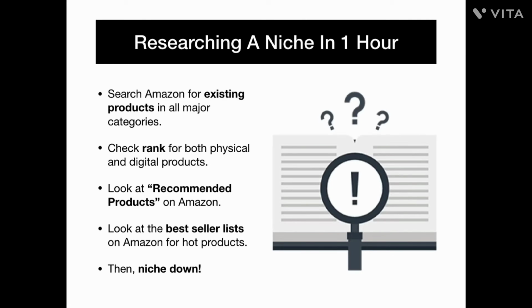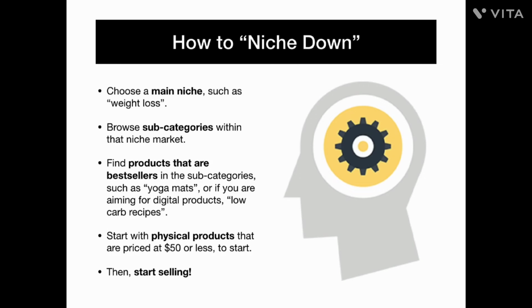Then it's time to niche down. Let me tell you what that means. When you niche down, you are choosing a main niche, such as weight loss. Then you're browsing subcategories within that niche market. Find products that are bestsellers in the subcategories, such as yoga mats, or perhaps if you're aiming for digital products, a weight loss category would be low-carb recipes. If you are starting with physical products, try to promote those that are priced at $50 or less to start. Then start selling.